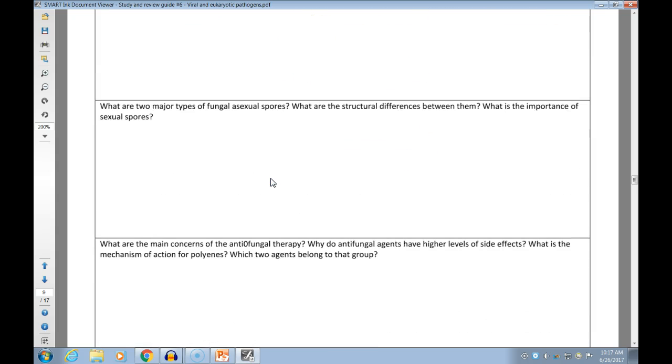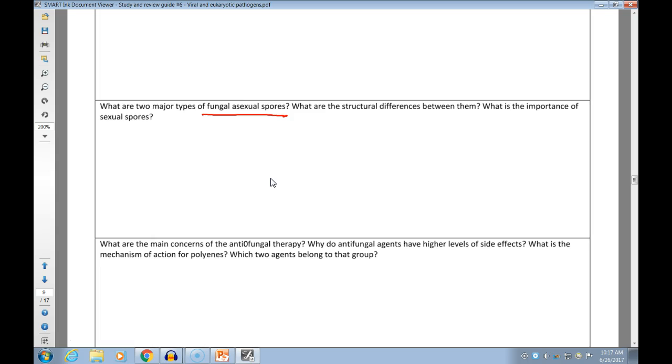Two major types: conidiospores and arthrospores. Structural differences between them: conidiospores and sporangiospores. Sporangiospores are formed in the sporangium and are released from that sphere. Conidiospores are pieces of hyphae that chip off the hyphae. That's all you need to know about those.